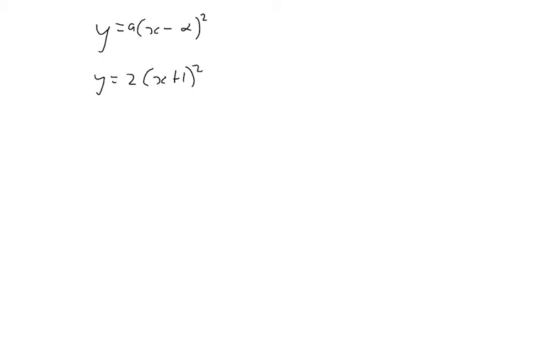This is another format of what a quadratic equation can look like. Okay, so we've got y equals a bracket x minus alpha squared. The example I'm going to use is y equals 2 bracket x plus 1 squared. Now, that's in factorized form.